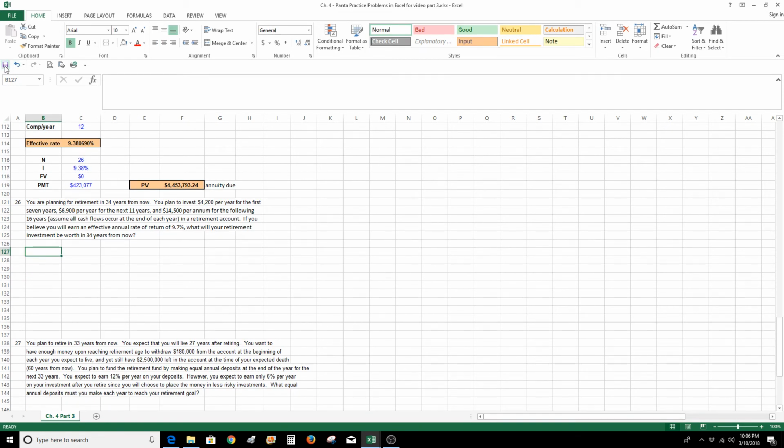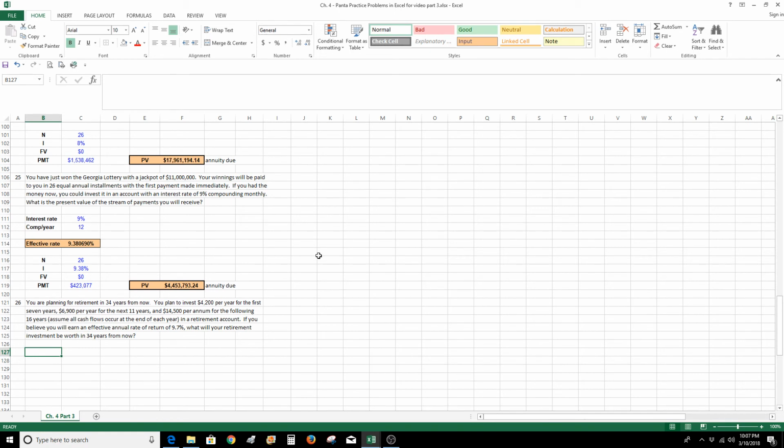Okay, next problem. You are planning for retirement in 34 years from now. You plan to invest $4,200 per year for the first 7 years, $6,900 per year for the next 11 years, and $14,500 per annum for the following 16 years. Assume all cash flows occur at the end of each year in a retirement account. If you believe that you will earn an effective annual rate of 9.7%, what will your retirement investment be worth in 34 years from now?